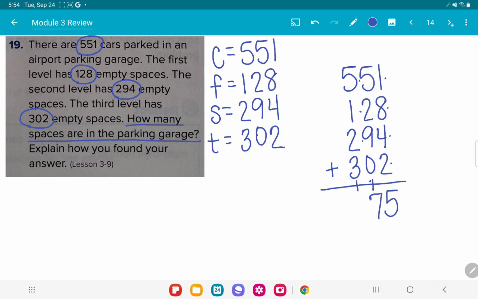I'm writing down my 7. Regrouping the 1. 3 and 2 make 5. Another 5 is 10. Plus 1 is 11, and another 1 is 12. So in the parking garage, there are 1,275 spaces.